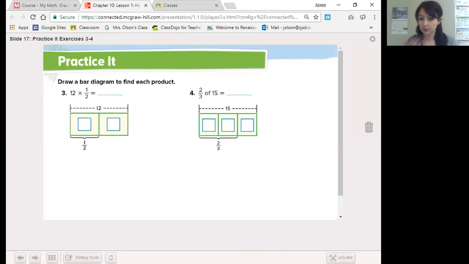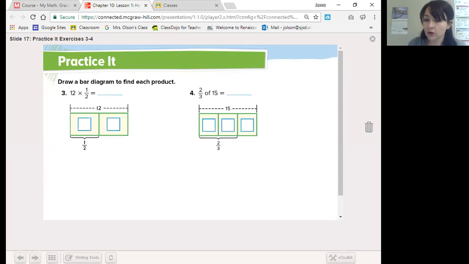All right, this is the practice set. So it says draw a bar diagram. You guys are so lucky because they've already done a bar diagram for you, right? You just have to know how to finish it. So on number 3, it says 12 times 1/2 equals. So we needed to equally take 12 and divide it into 2 groups. You're going to put 6 and 6 in both of these boxes down here, and you're going to tell me what 1/2 of it is up here.